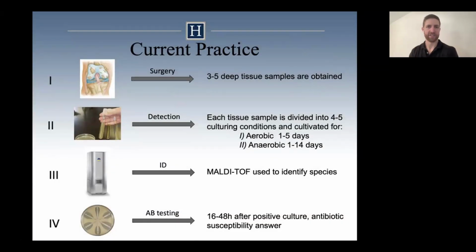Current practice is, during surgery, taking 3 to 5 deep tissue culture samples at the time of surgery. Detection is then done by division into different culturing conditions and cultivated. As I mentioned, aerobic is usually maintained for a minimum of 5 days, anaerobic a minimum of 10 to 14 days. Then ID typically is done with some form of MALDI-TOF or other speciation identification technique. And then antibiotic susceptibility testing usually occurs after that and takes upwards of 24 hours, sometimes as long as 48 hours, at least at our institution.